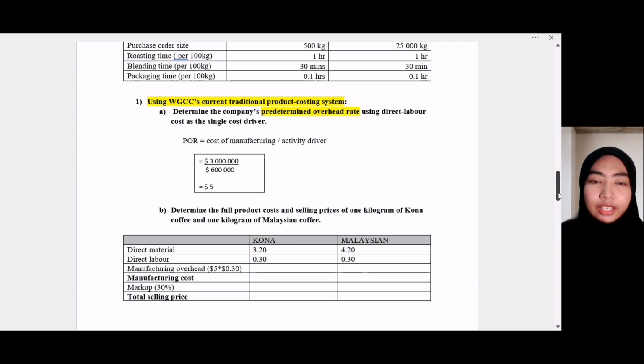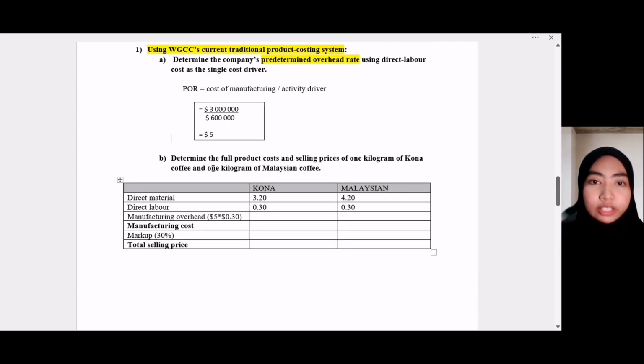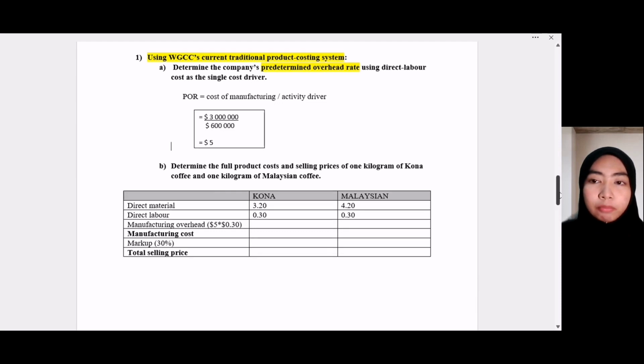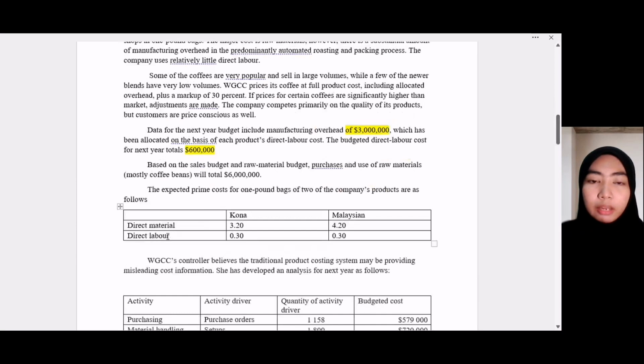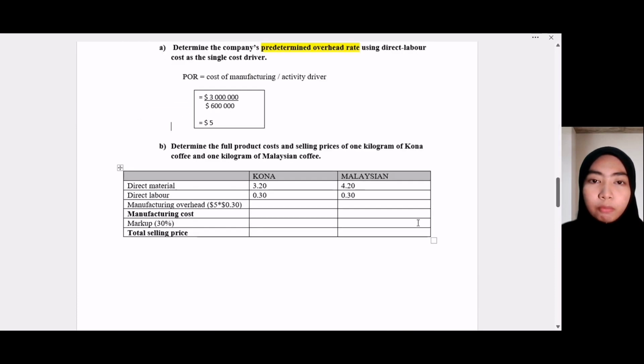Next, the question wants us to determine the full product cost and selling price of 1 kilogram of Konas coffee and 1 kilogram of Malaysian coffee. First, we see the first table that mentions the direct material cost and the direct labor cost for Konas coffee and Malaysian coffee. So we just substitute the amounts into this table.